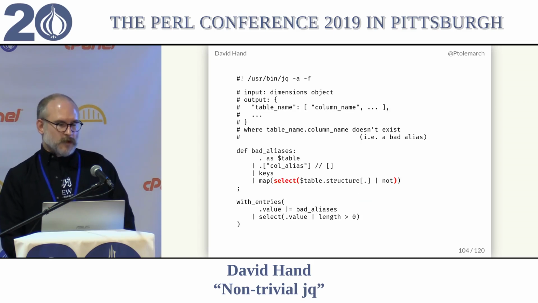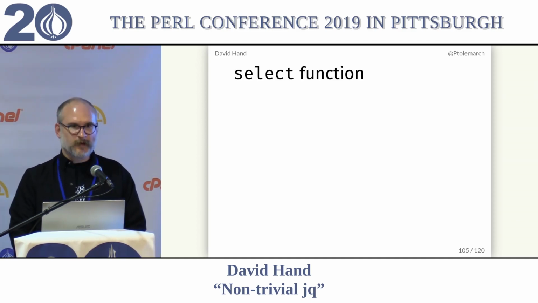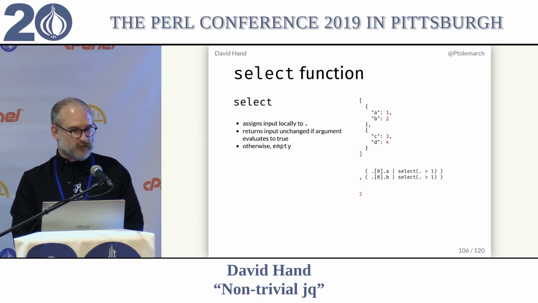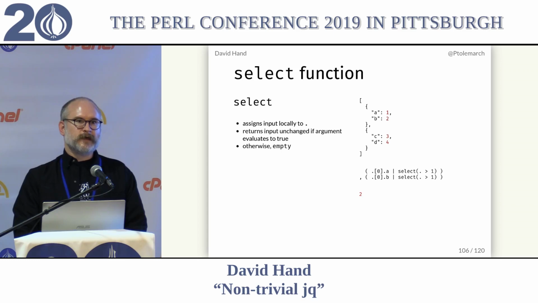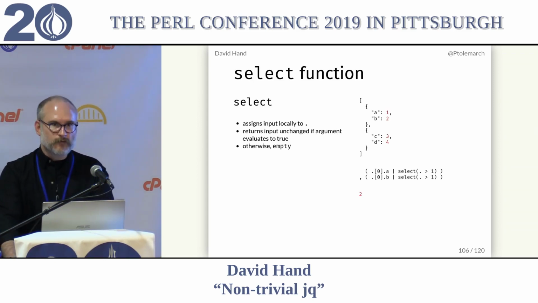So now let's talk about select. Select is weird. There's lots of things in JQ that are weird. In fact, it feels like walking on the moon or something. But select is one of the particularly weird ones, in my opinion. Select is strange in that it accepts input through the pipe in the normal way, and through parameters.